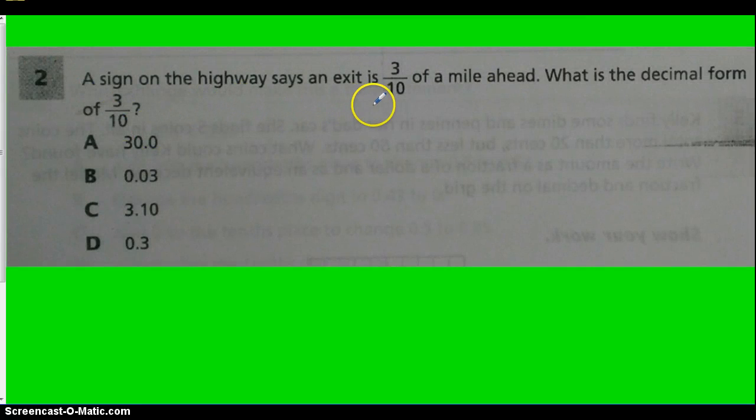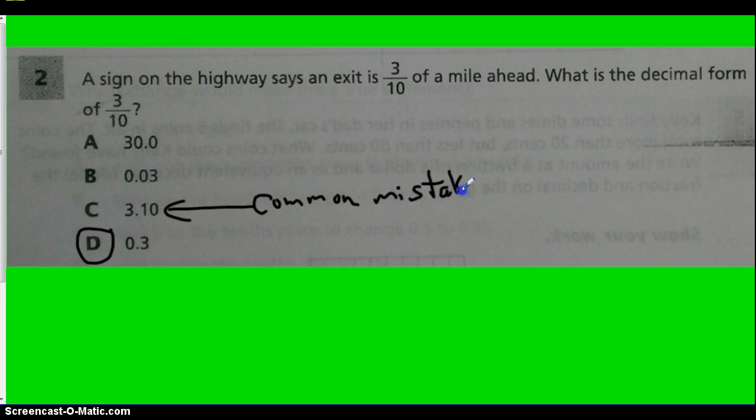A sign on the highway says an exit is 3/10 of a mile ahead. What is the decimal form of 3/10? The decimal form for 3/10 is this. Again, be careful. This is a common mistake. Beware of this. Just because it has 3 and 10 doesn't make it equal. This means 3 wholes. That's 3 and 10 hundredths. This is not even a whole.